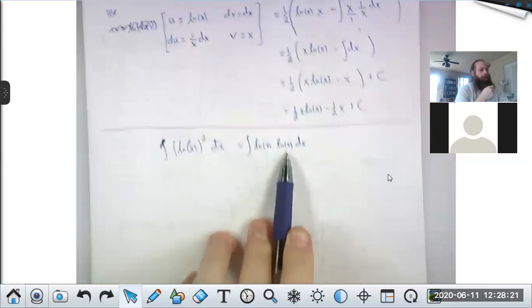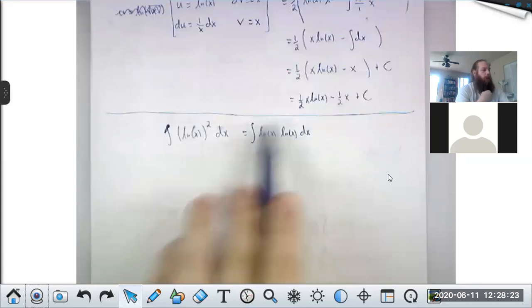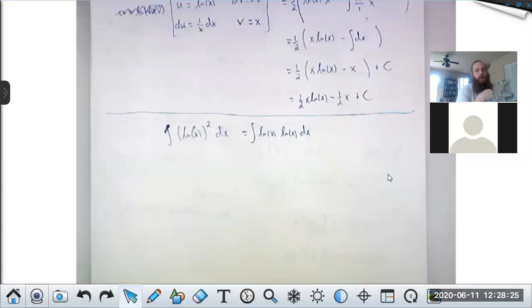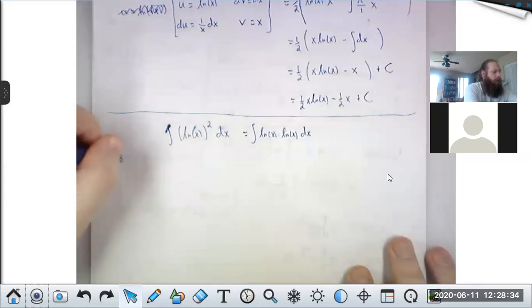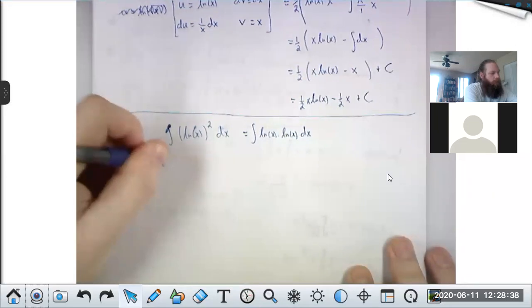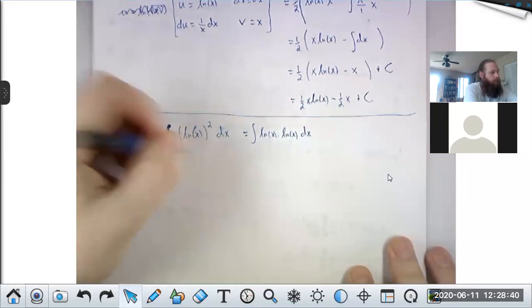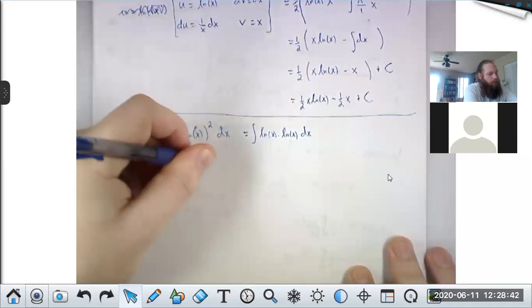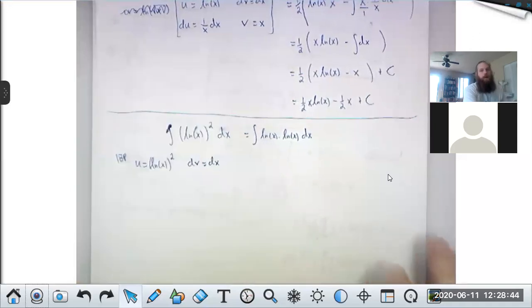Or you could pick the whole ln squared thing to be u, and dv to just be dx. Either one will be okay. I would be inclined to try this setup and see where it goes.